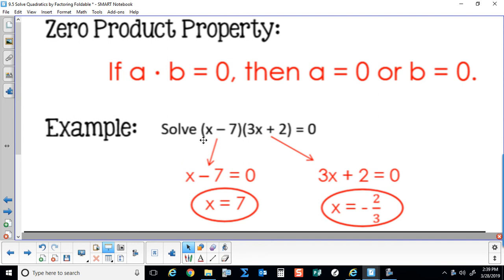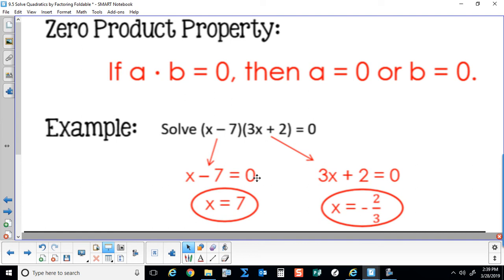So solve. x minus 7 times the quantity 3x plus 2 is equal to 0. So we have two factors. Something times something is equal to 0. So in order for this to equal 0, one of these factors has to equal 0. So we're going to set each factor to 0.